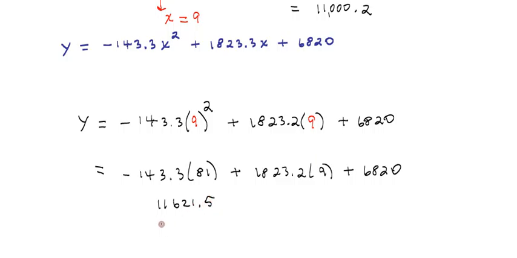11,621.5. Now we want to round this to the nearest integer, so it's going to be 11,622. That 5 makes us round this up to a 2. So we would approximate the number of accidents in 1999 to be 11,622.